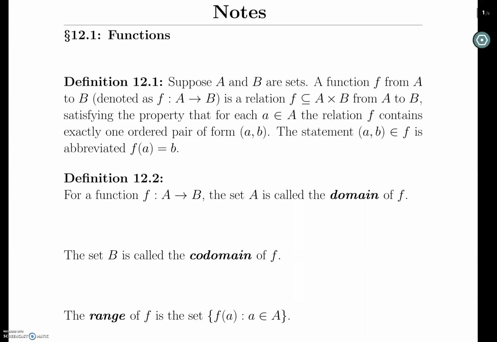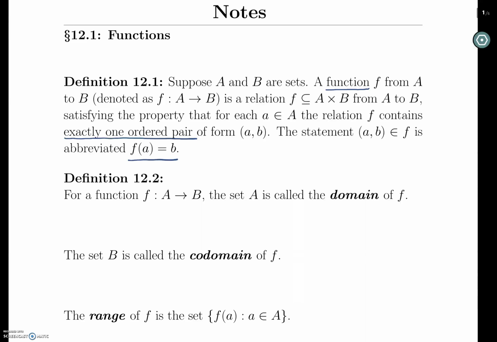So we're going to suppose that we have A and B that are sets, and we will define a function f from A to B to be a relation from A to B. And so f is a subset of A cross B. And that relation must satisfy the property that for each a in A, the relation f contains exactly one ordered pair of the form (a, b). And we usually denote that as f(a) = b. That's the common function notation that you're familiar with.